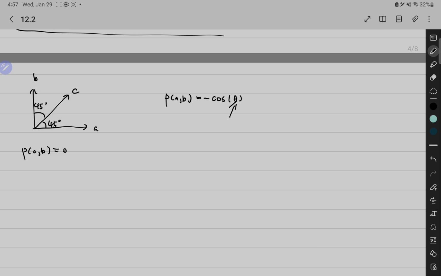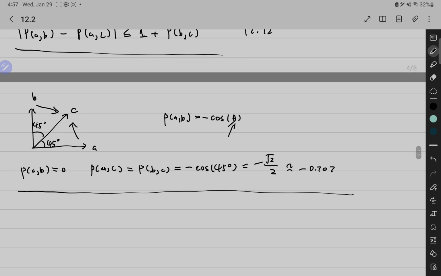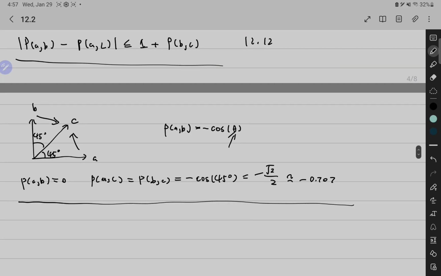So what about PAC and PBC? What about the relation between B and C and A and C? So what happens here? Well, PAC or PBC, they're the same thing because they're forming the same angle, is equal to negative cos 45 degrees, which is equal to negative square root of 2 over 2, which is approximately negative 0.707.